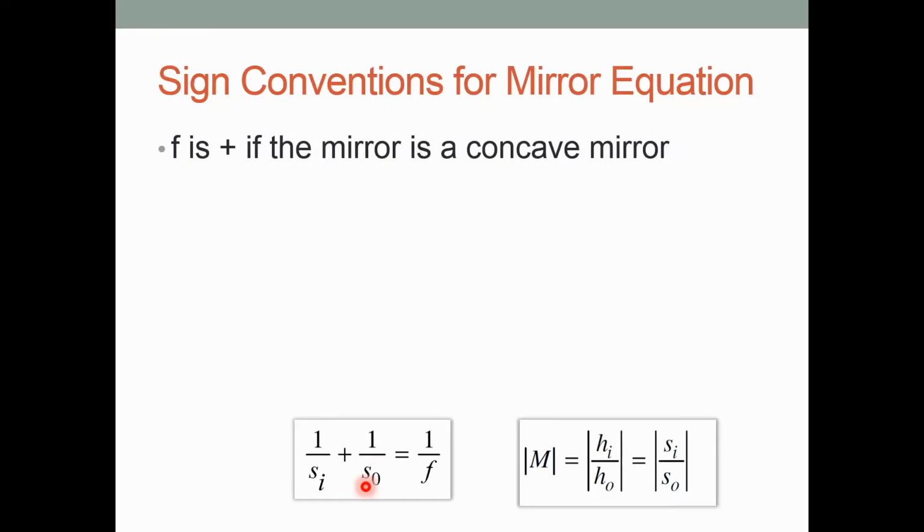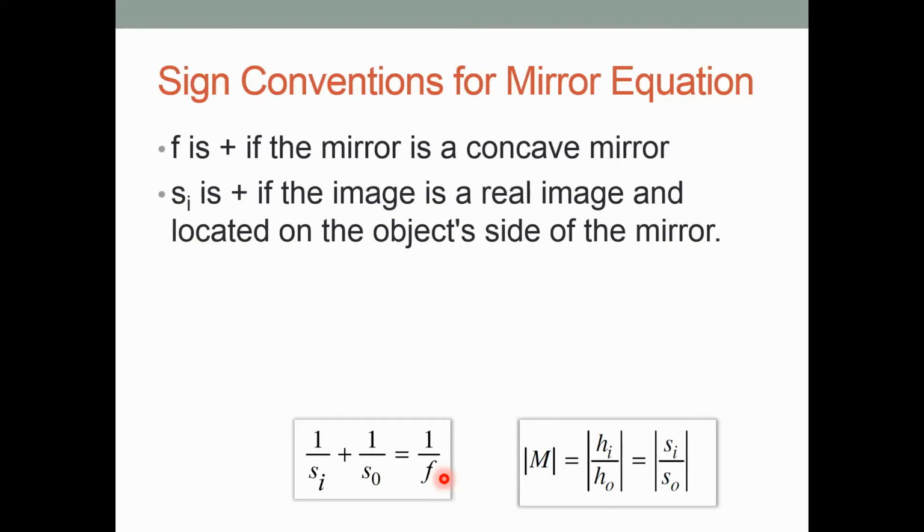So here are some general rules in terms of sign conventions for the mirror equations. First, the focal length is going to be positive for a concave mirror. When we talk about convex mirrors, it'll be different. But if f is positive, it means that we're looking at a concave mirror. The distance of the image is going to be positive if it's a real image and it's located on the object's side of the mirror.